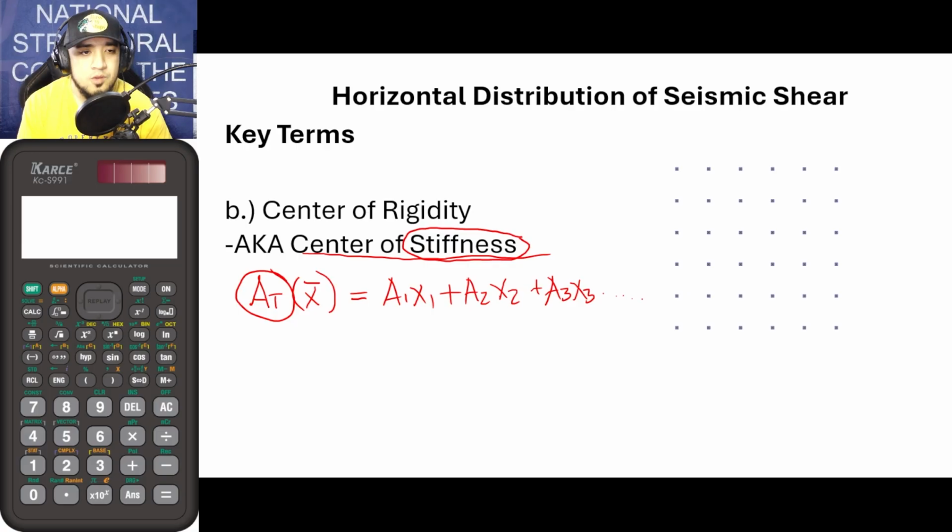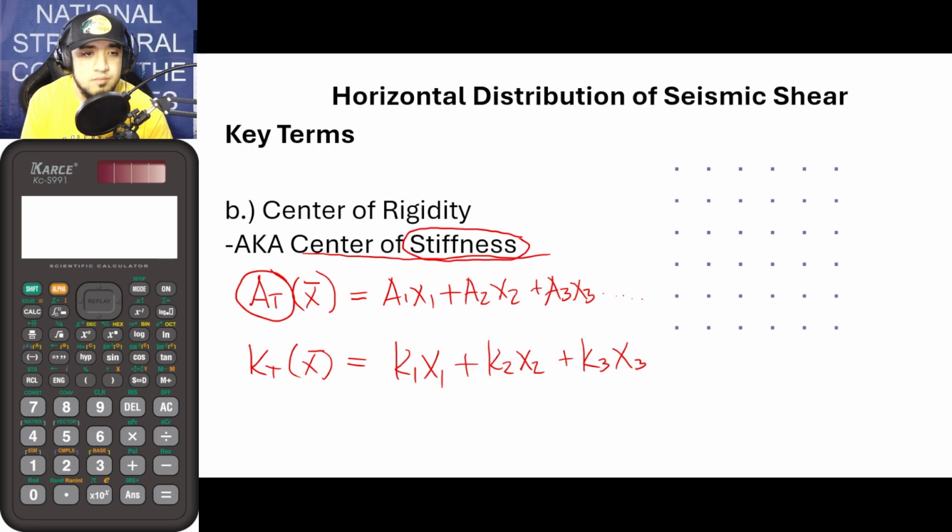So from that, we would be changing this formula in such a way that all of the values for letter A, or the area, will be replaced by the stiffness. So this is now equal to the total stiffness times bar x. This is now equal to the stiffness of the first column multiplied by its position, and so on and so forth. So from that, guys, you could now solve for the location of the center of rigidity using this modified Varignon theorem.